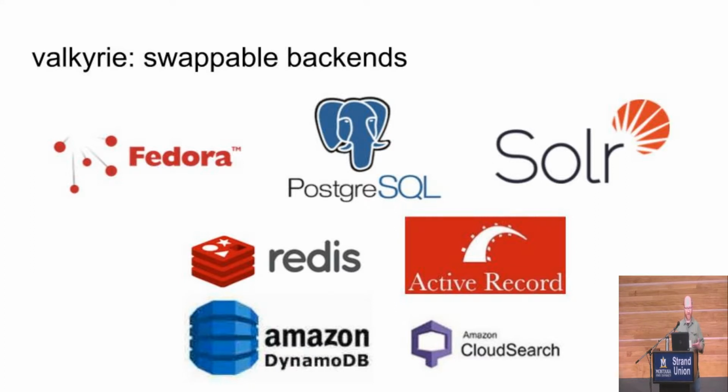So Active Fedora lets you store your data, as the name suggests, in Fedora, and also in Solr. And it does both of them in a way that I'll talk about in just a minute. Valkyrie lets you do either one of those or both if you want to. It also lets you store data in Postgres database. And then there's a number of other backends that people have been developing for things like the Redis object store, regular Rails active record databases, and then some cloud options like Amazon DynamoDB and Cloud Search.